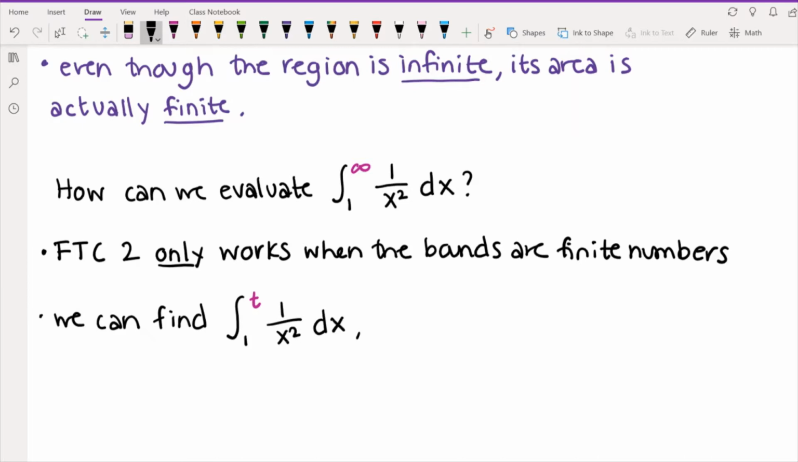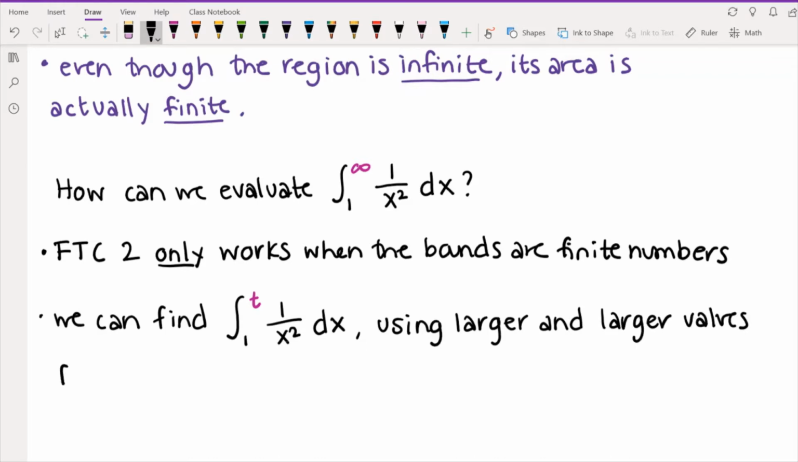And what are we going to do with that number t? Well, we're going to try bigger and bigger numbers for t, using larger and larger values for t. Let me use my purple. Does that kind of make sense?